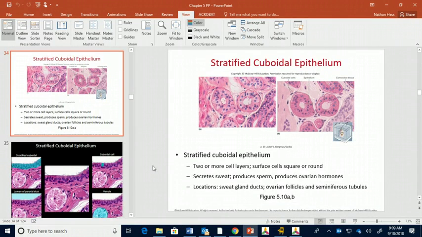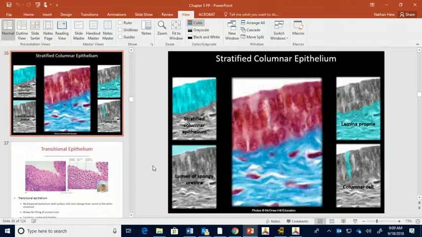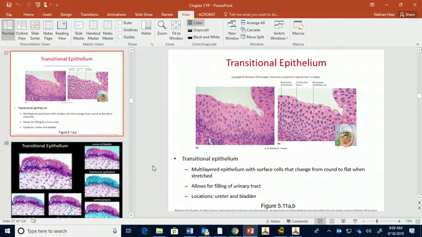Stratified cuboidal. We find these guys in the ducts of the sweat gland. And again, their job is they're secreting the sweat. They're producing that sweat, as well as many other things. Again, they're in the testicles where the sperm is produced. They're in the ovaries where the ovarian hormones are produced. So there are other places. I don't want you to think this is the only place that they are in the chart I gave you, but these are the ones I want you to be familiar with.